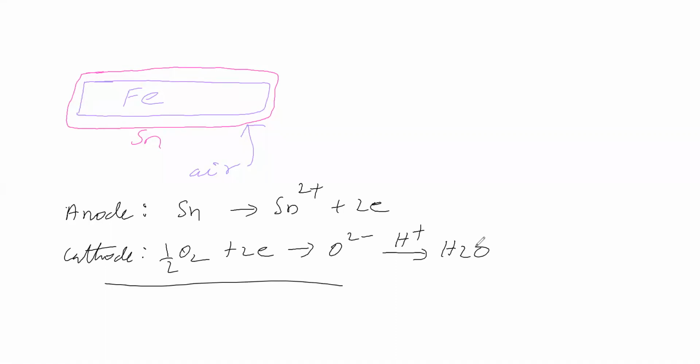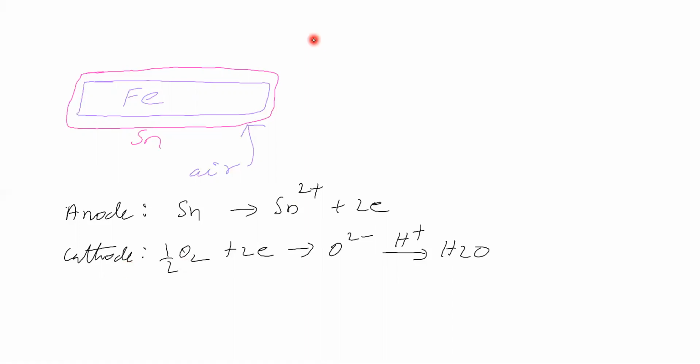In the cathodic process, atmospheric oxygen undergoes reduction and becomes O2 minus. This atmospheric air has pollutants, so it has H plus ions, and due to H plus ions, this oxide is converting into water. Now, which is supplying electrons to this cathodic process? The anode, which is tin. Tin undergoes oxidation and supplies electrons, and those electrons are taken by the cathode.